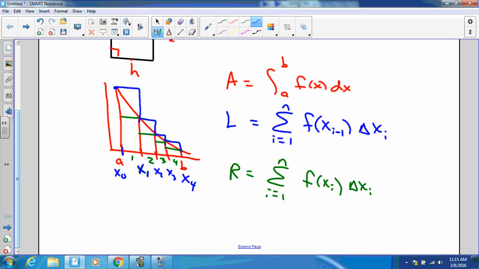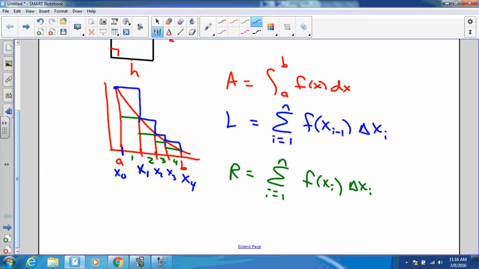Why do we have x sub i for the right? For exactly the same reason. When I do the right-hand sum, I need to use the one on the right. And the one on the right for the first subinterval is x1. And the one on the right for the second subinterval is x2. And so on, all the way down to the fourth subinterval.